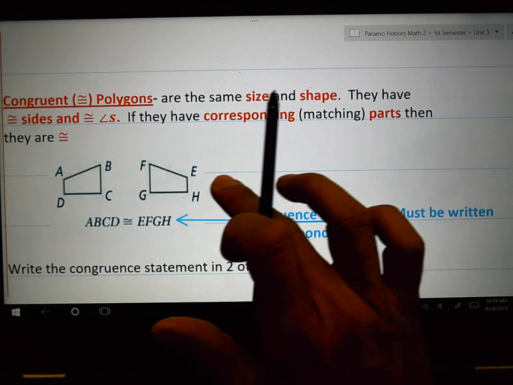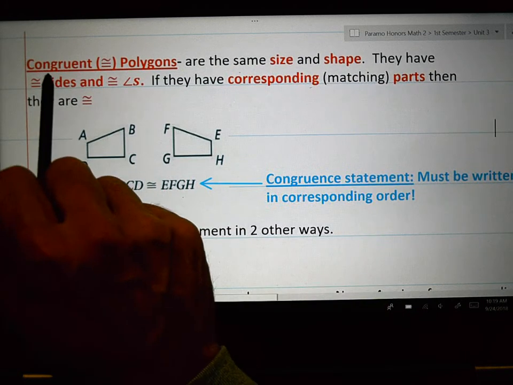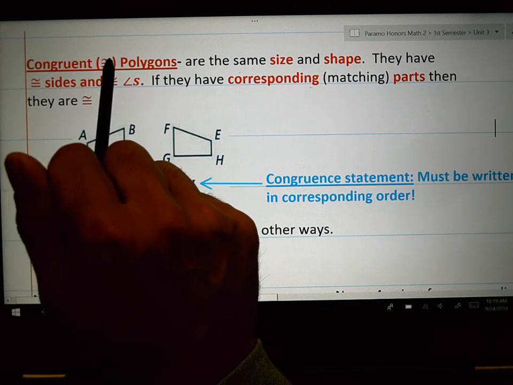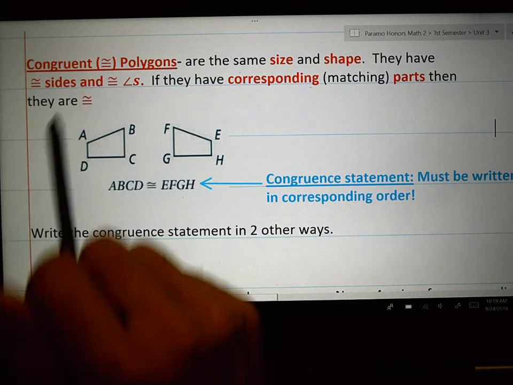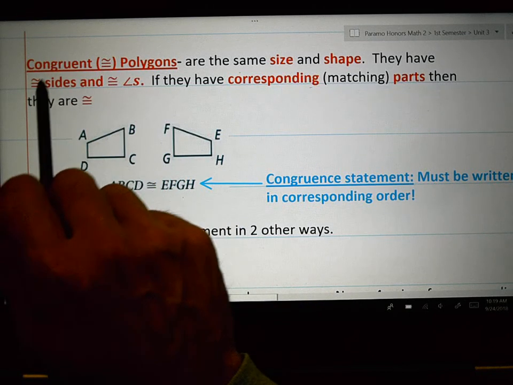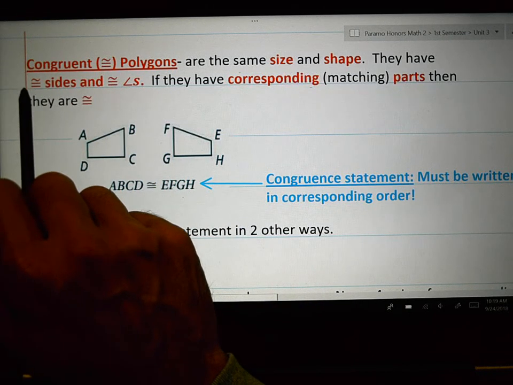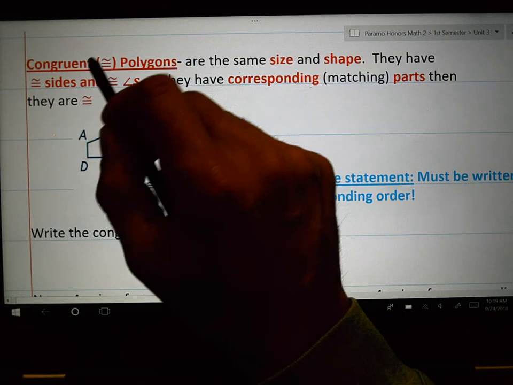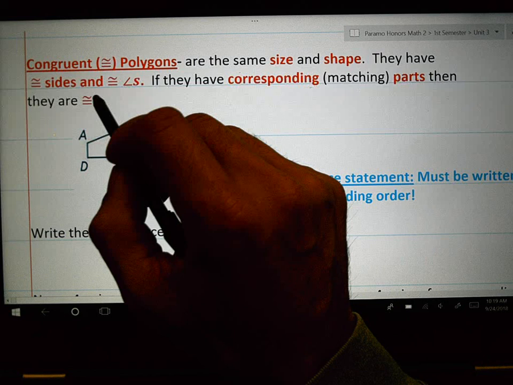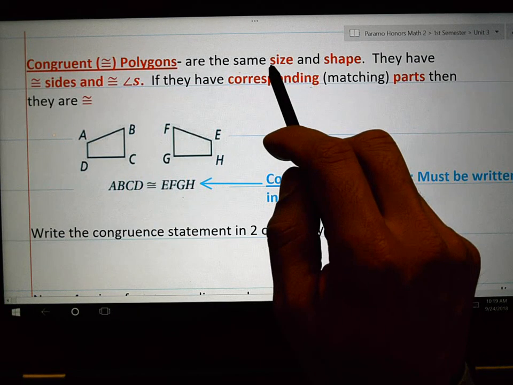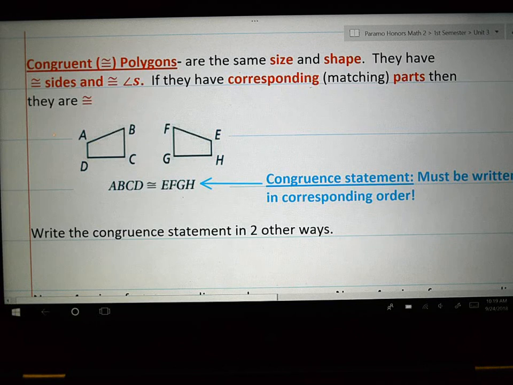We actually have a symbol for the word congruent. When you see this equal sign with a little bar on top of it, a little wave over it, that means congruent. Anytime you want to write the word congruent, you can abbreviate it by just showing me the symbol for congruent. Congruent means that it's equal and similar. Equal in measure, it's the same size, it's the same shape.